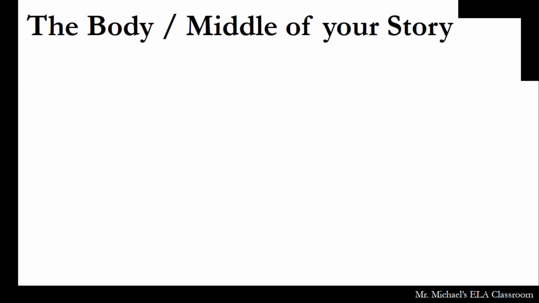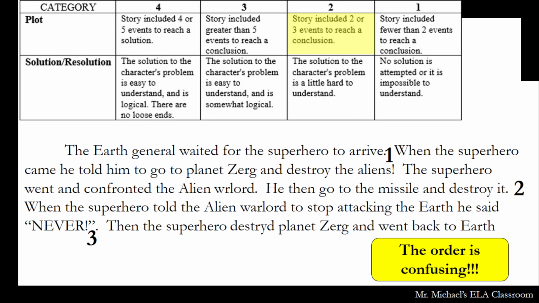So the body in the middle of your story is where you basically are solving the problem using events in your plot. Body of the story is the plot. So event 1, 2, 3, 4, and 5. Plus you need the solution in the middle or body of your story. Only put 3 events in here. So that's not enough. And the order is confusing.